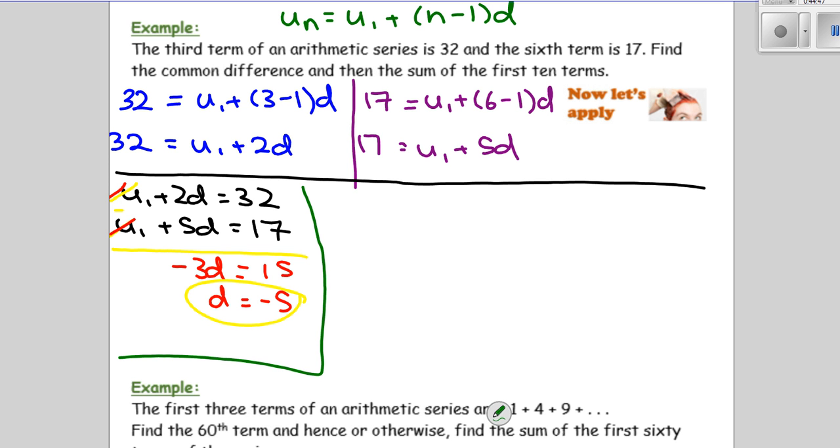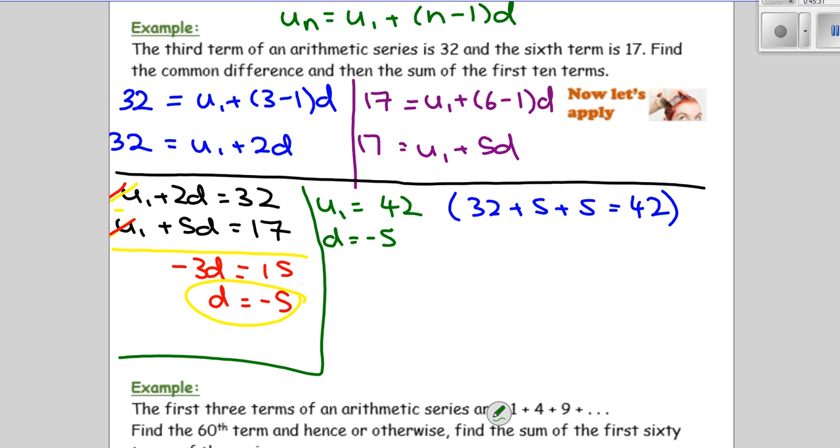So the first term U of 1 equals, if you want to show working out for it, you can. So U of 1 is 42. 32 plus 5 plus 5. Yeah, so U of 1 is 42, because the third term is 32, so the quick way was just to go back by adding 5 twice to get to the first term. Our d is still the same thing. d equals negative 5.